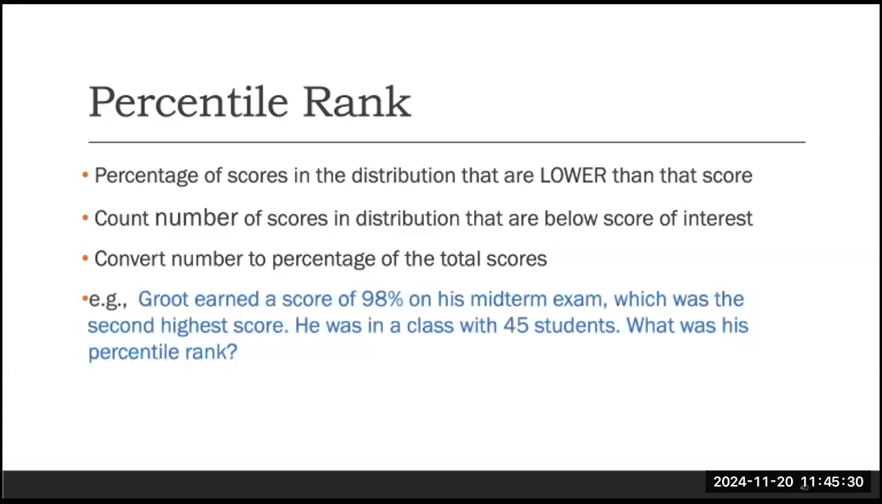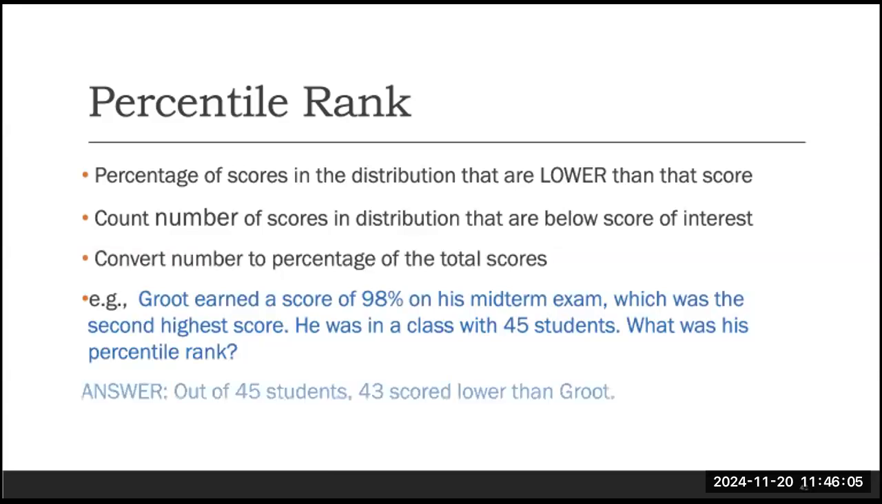So here's an example. Groot earned a score of 98% on his midterm exam. It was the second highest score. He was in a class with 45 students. So what was his percentile rank? So these are the parts of the problem that you need to know. You need to know how many students there are. So there are 45. He got the second highest score. So that means that 43 out of 45 students got a lower score than him.